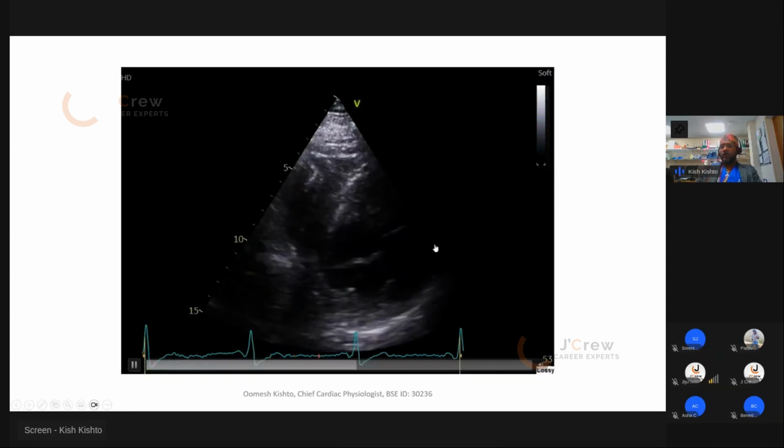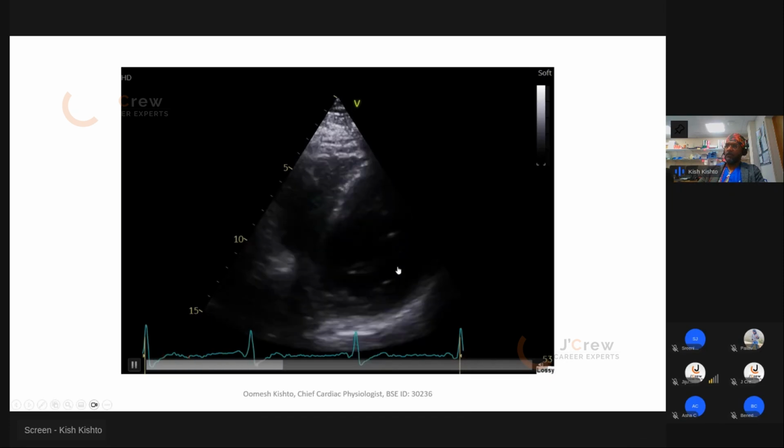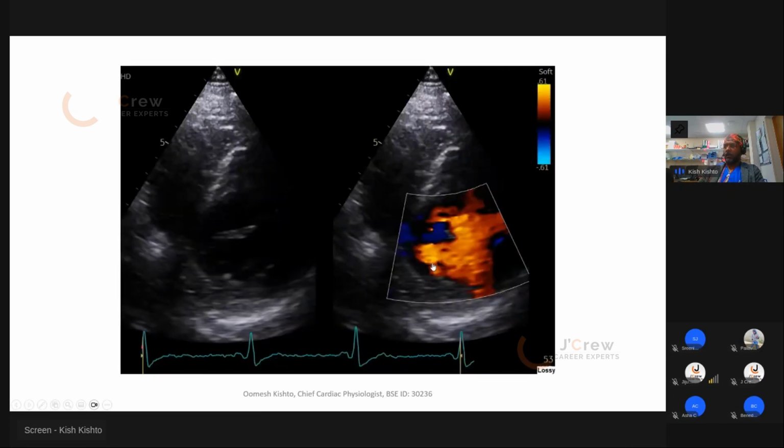Then we go for our short axis view. We keep going a bit lower, look at the mitral level and color as usual.